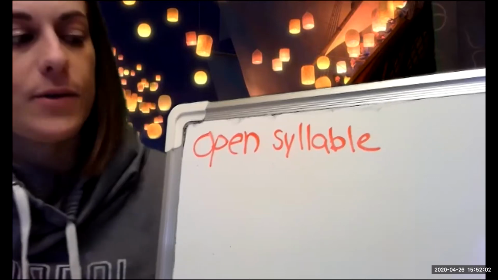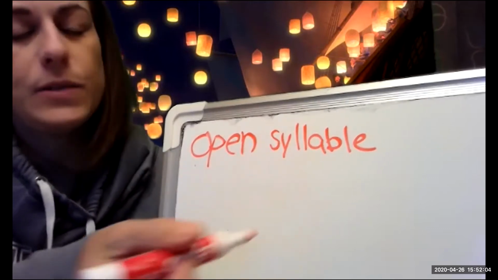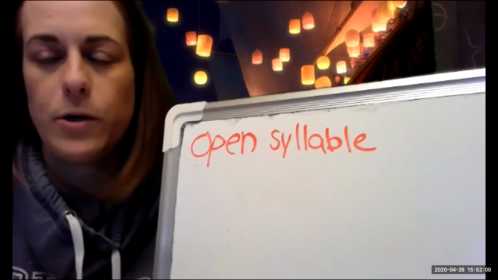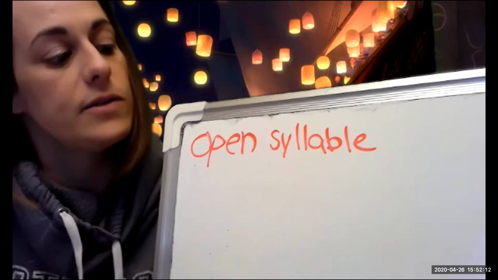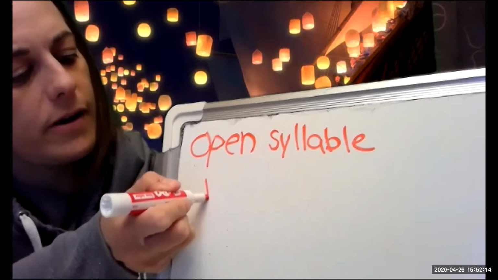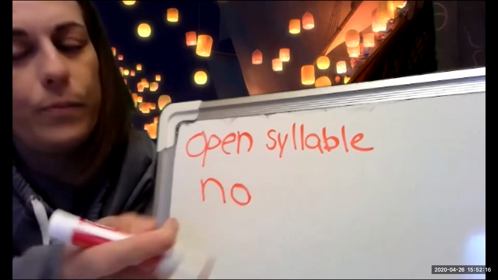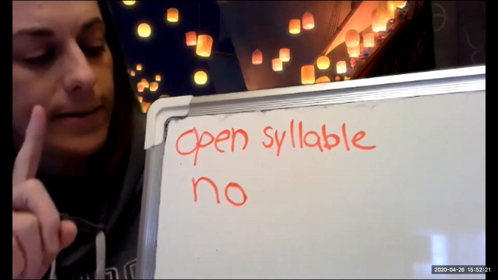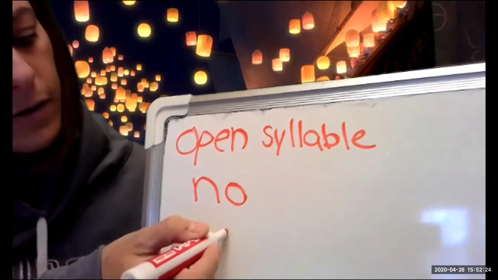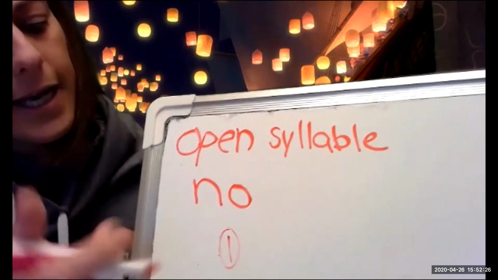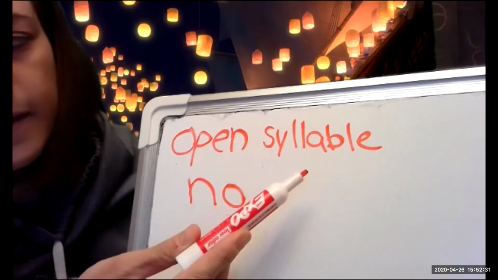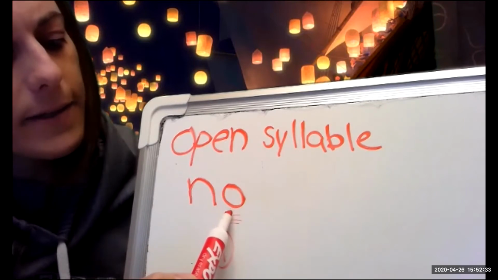So I'm going to use my whiteboard here. An open syllable is when the word has a vowel at the end of a syllable and there's no consonant after it. So for example, here's the word N-O. Let's clap the word no. Ready? No. There's one syllable, and it has a vowel at the end of the syllable. So when there's an open syllable with a vowel at the end of the syllable, that's what that means.